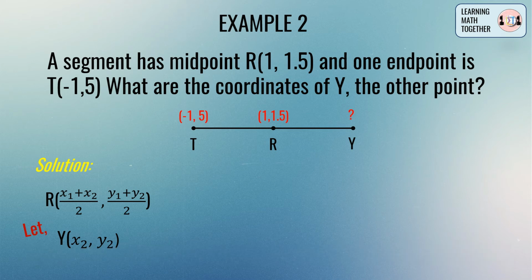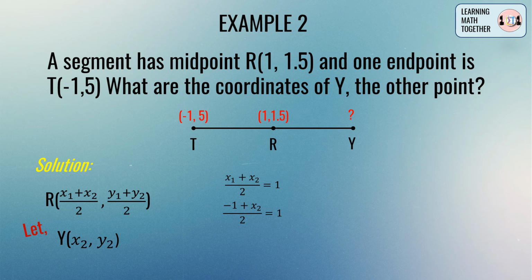So let's begin solving. We have x sub 1 plus x sub 2 over 2. Take note that this is the formula for the x coordinate of the midpoint, and we have to equate that with the value which is 1 because this is the x-coordinate of the given midpoint. So we just have to substitute our x sub 1 here, which is negative 1, and then copy x sub 2 over 2 and then equate that to 1.